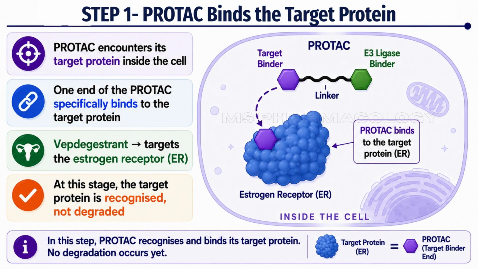First, the PROTAC encounters its target protein inside the cell. One end of the PROTAC specifically binds to that protein. For the clinically approved PROTAC Vepdegestrant, the target is the estrogen receptor, or ER. At this point, the target protein has simply been recognized. It has not yet been degraded. The next step is what makes degradation possible.